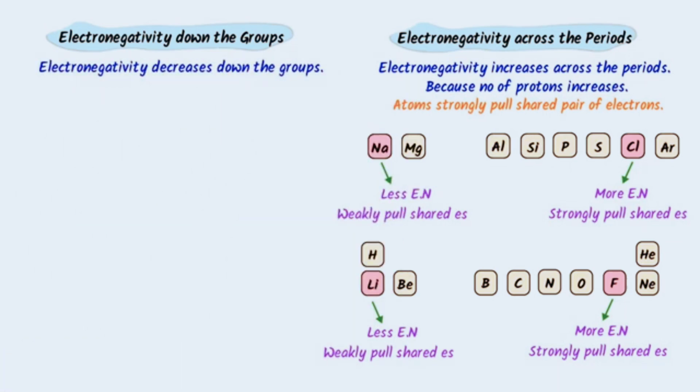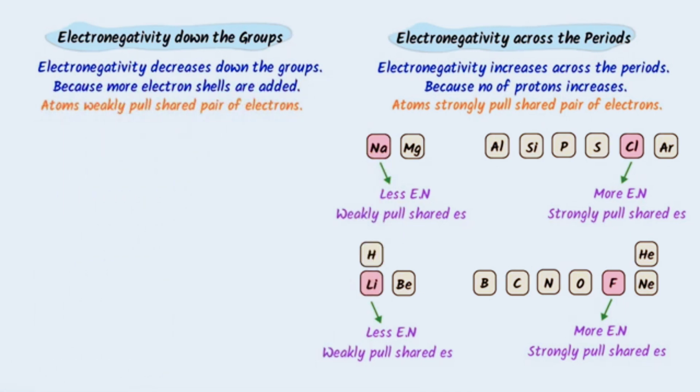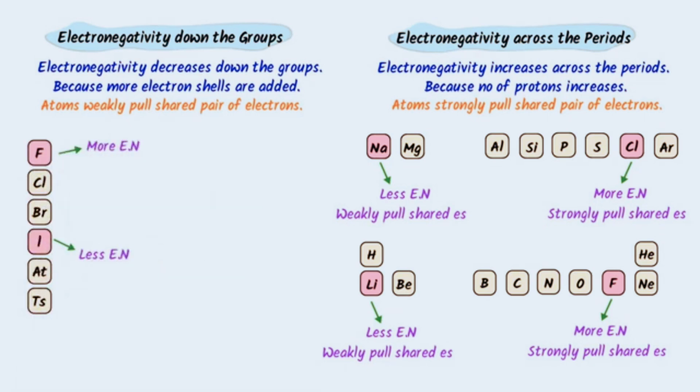It is because more electron shells are added and the size of the atom increases, due to which the atom has less ability to pull the shared pair of electrons, or it weakly pulls the shared pair of electrons. For example, in group 7, fluorine is more electronegative than iodine. It is because fluorine has a smaller size than iodine.